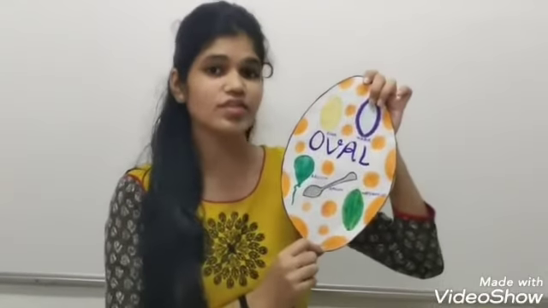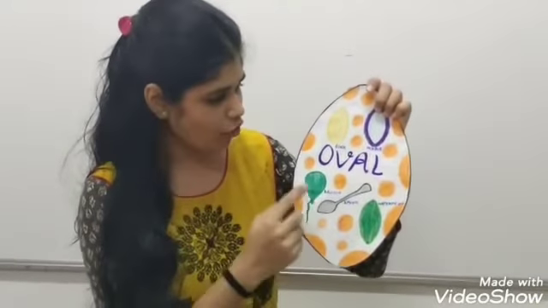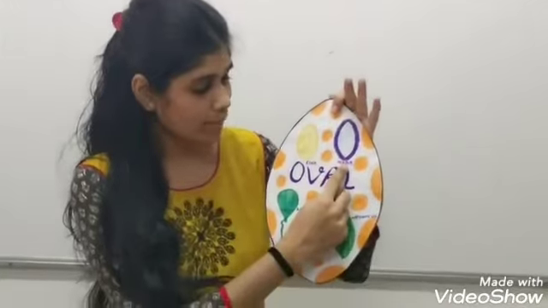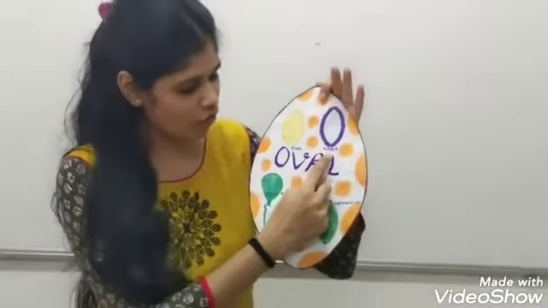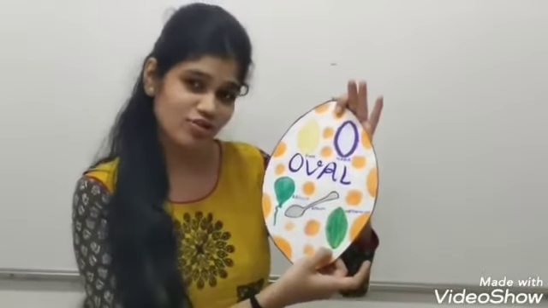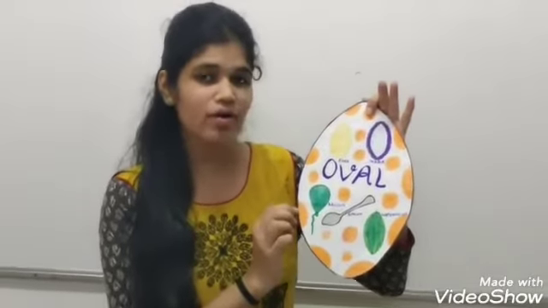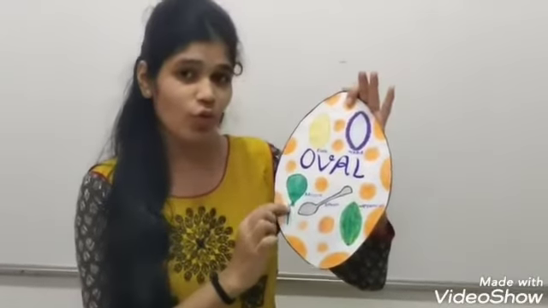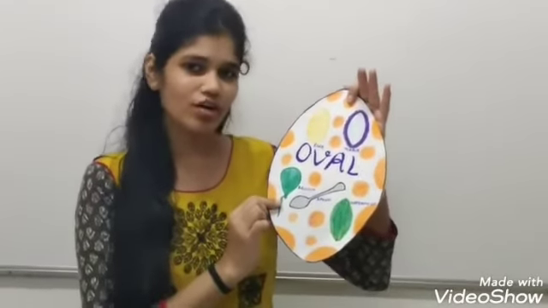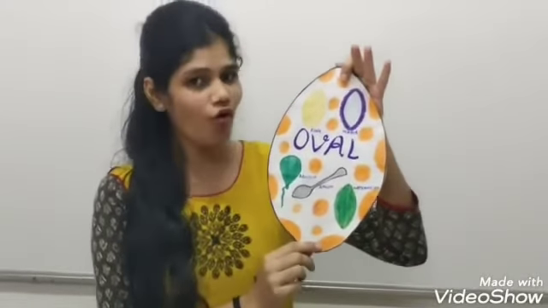Okay, which shape is this? Oval. Now there are some things that have the shape of oval. Egg. Egg has the shape of oval. Mirror. Mirror has the shape of oval. Watermelon. Juicy, juicy watermelon. It also has the shape of oval. A spoon tip also has the shape of oval. And a balloon with which you all play also has the shape of oval. Okay. So this is oval shape. Which shape is this? Oval shape.